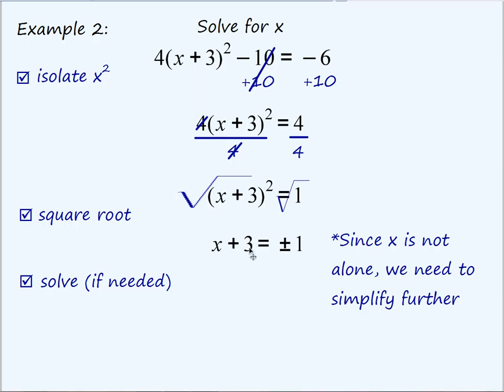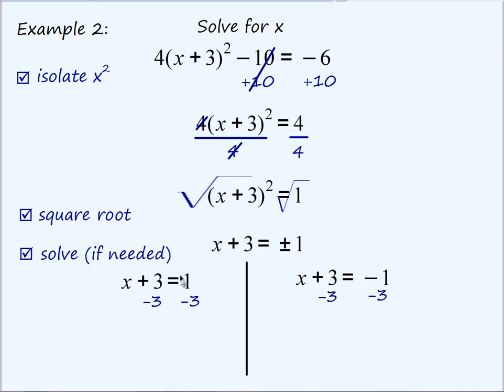Since x is not alone yet, I need to do one more little piece of simplifying. Notice how on the right-hand side I have 2 numbers here, positive 1 and negative 1, so I'm going to split this up. I'm going to make one equation using the positive 1 and one equation using the negative 1, and I'm going to treat them like 2 separate equations.